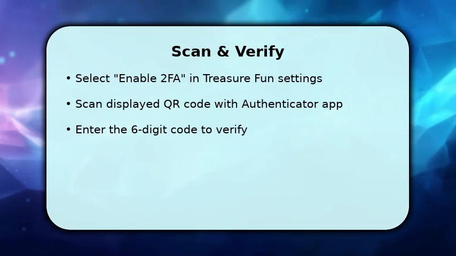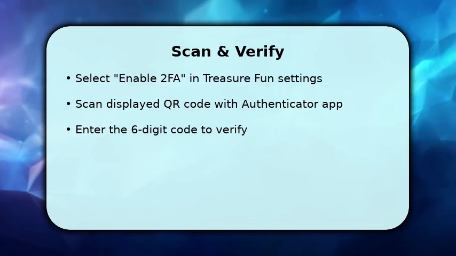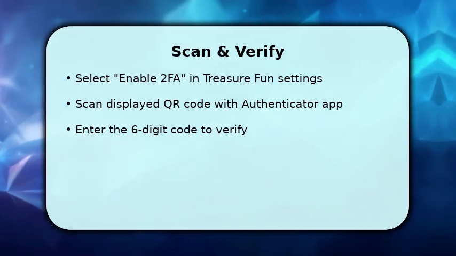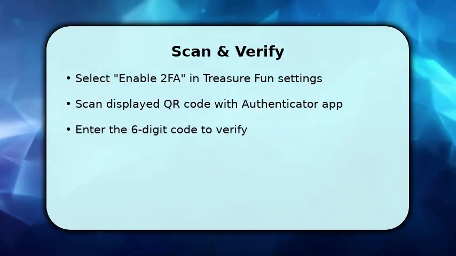Once you see the QR code on Treasure Fund, open Google Authenticator and tap to add a new account. Use the scan option to capture the on-screen QR. If the camera fails, choose Manual Entry and type the provided secret.